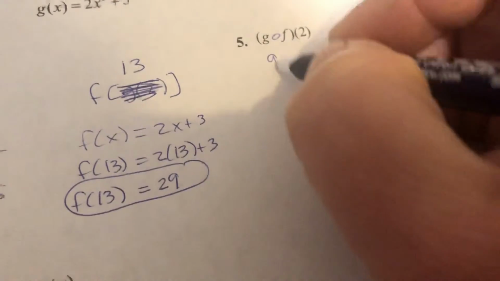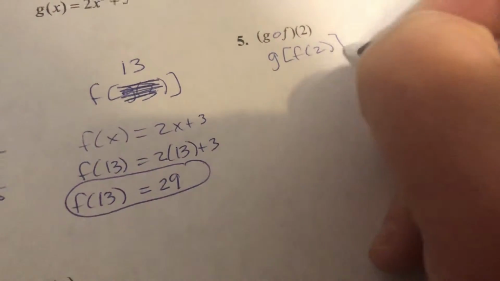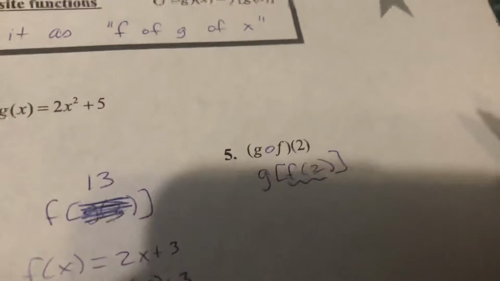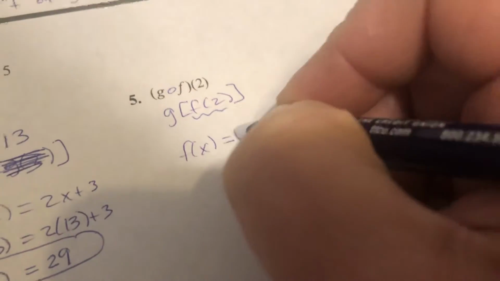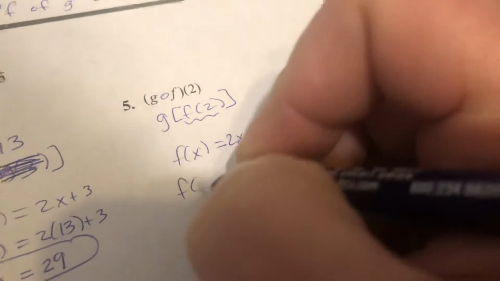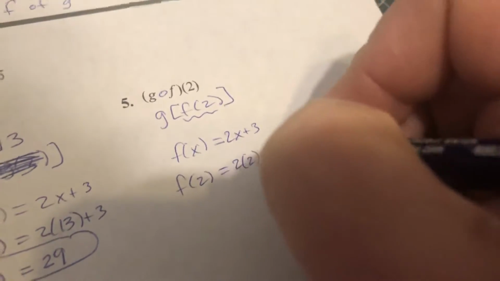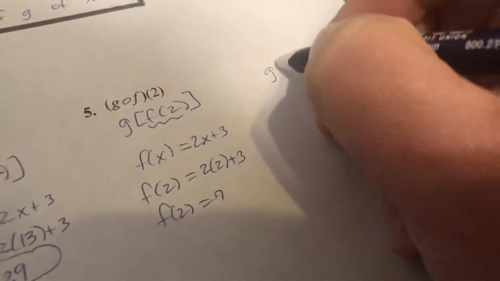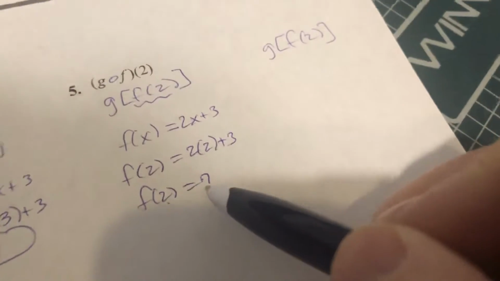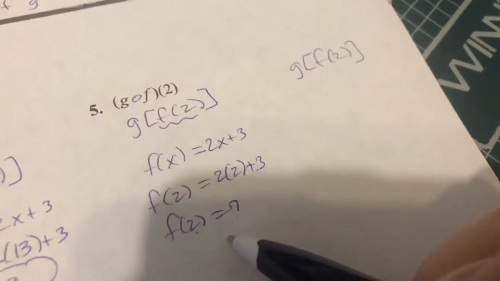Okay, now this is not the same thing. This is g of f of 2. So now it's telling me to find f of 2 first. So f of x is 2x plus 3. So f of 2 is 7. And now here's that key substitution step. f of 2 equals 7. So in the place of f of 2, I can put 7.